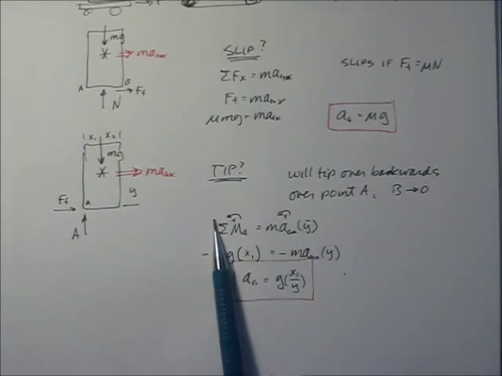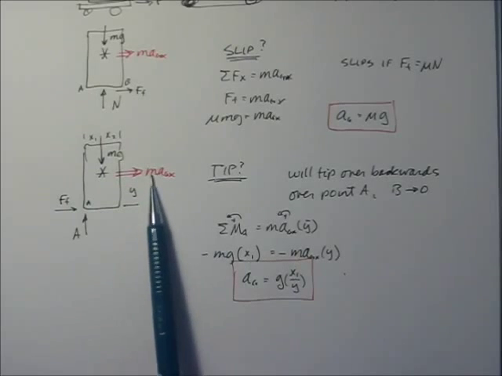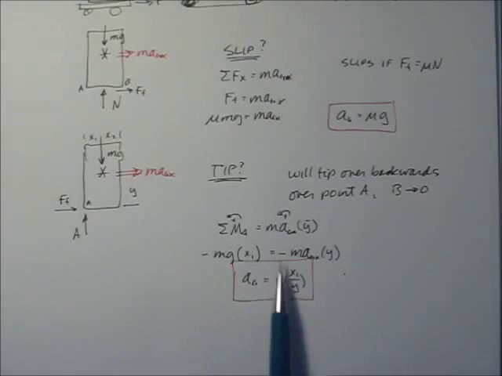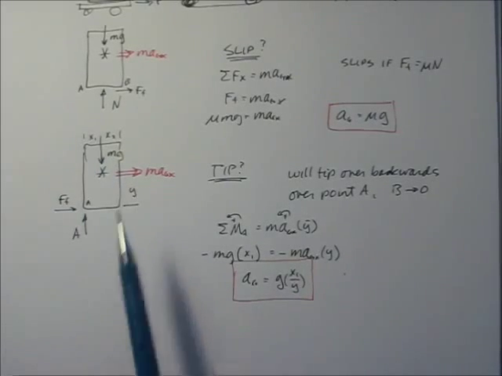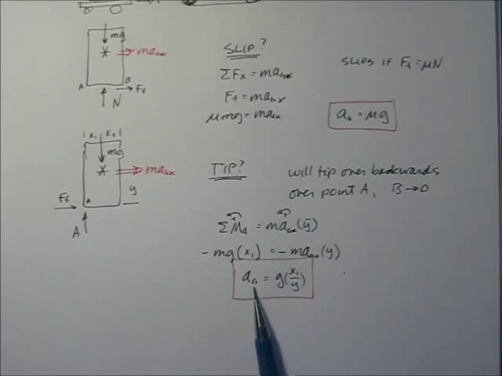And so if I say that's my positive direction, I've got mg times this distance, x1, in the negative direction, and that's going to be equal to my mass times acceleration vector times its lever arm. But again, that's going in that direction, which is negative, so I have minus mg times x1 is equal to minus ma times y, and I can see the acceleration of G, the center of gravity, is equal to gravity times the ratio of these distances. Now again, you cannot accelerate any faster than this without it tipping over. Obviously you can accelerate less and it won't tip over. So we're looking at the maximum condition here.